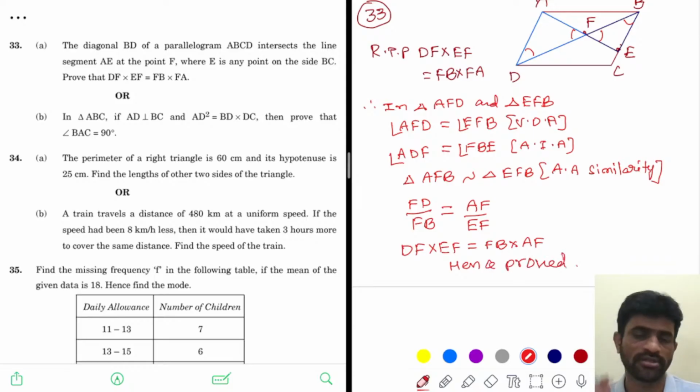This is given for 5 marks. It's not so difficult. If you just draw the figure, you will understand what to do correctly. Hope you all understood this.